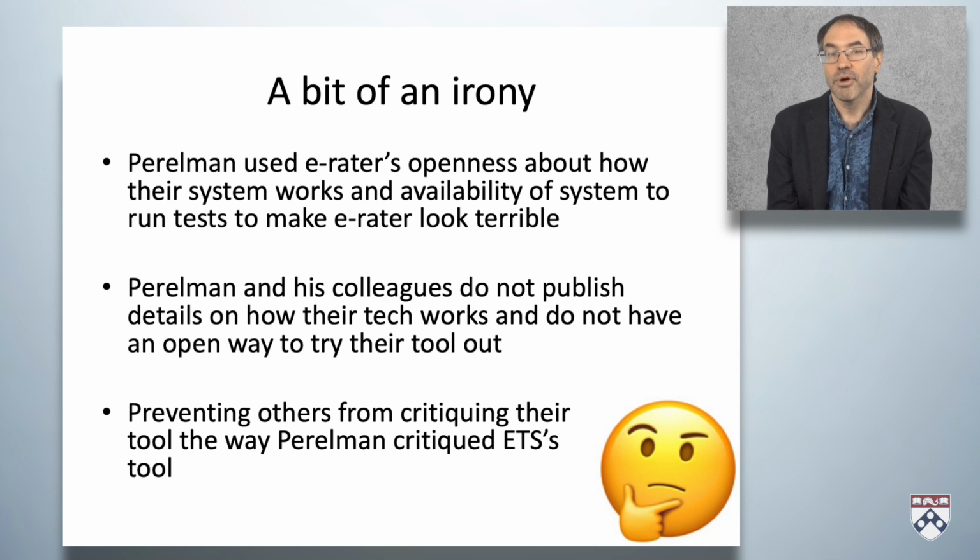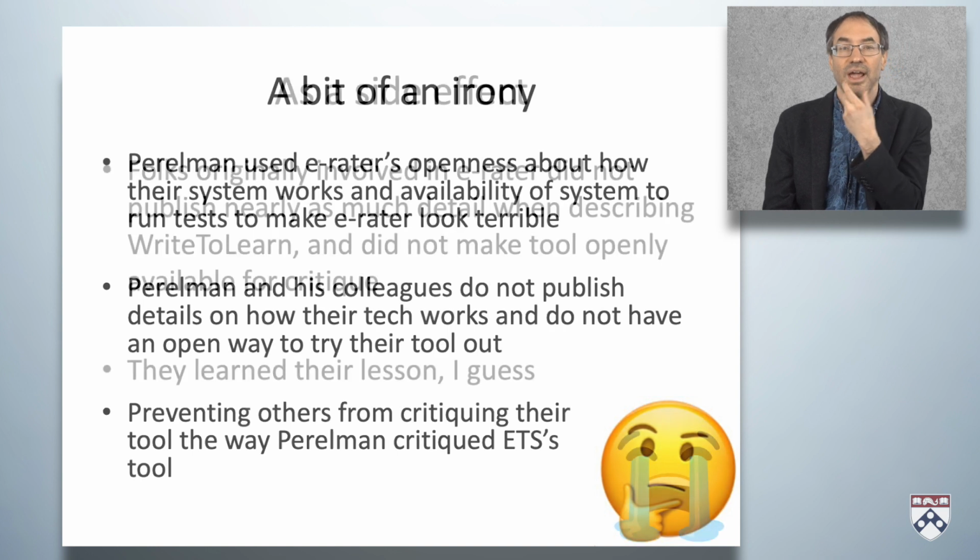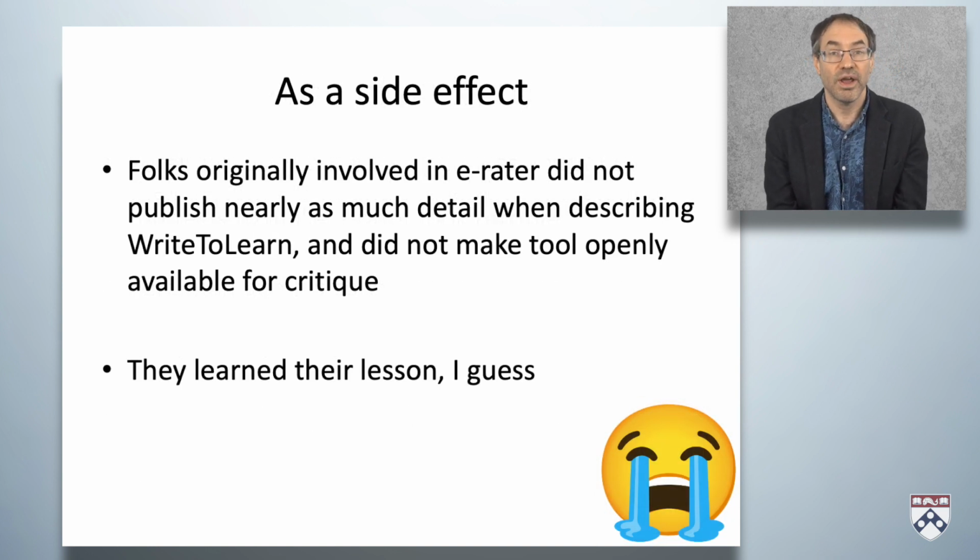Now, a bit of an irony. Perlman used E-Rater's openness about how their system works and the availability of the system to public inspection to run hundreds of tests to eventually develop ways to make E-Rater look terrible. Perlman and his colleagues, in turn, decided not to publish details on how their tech works and don't have any open way to try their tool out, preventing others from critiquing their tool the way that Perlman critiqued ETS's tool, E-Rater. And as a side effect, folks involved in E-Rater did not publish nearly as much detail when describing Write to Learn and did not make the tool openly available for critique, which I guess suggests that they learned their lesson about being good citizens.